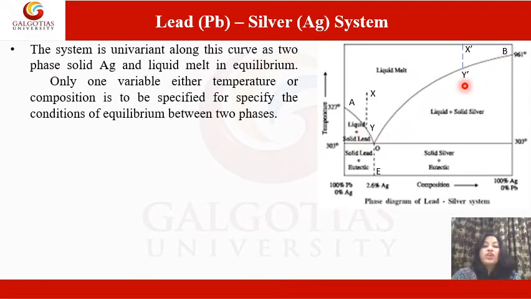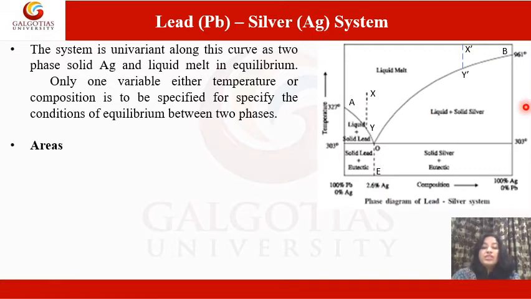As two-phase solid Ag and liquid metals are in equilibrium, only one variable, either temperature or composition, is to be specified to specify the conditions of the equilibrium between two phases.